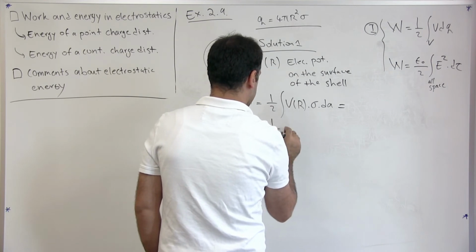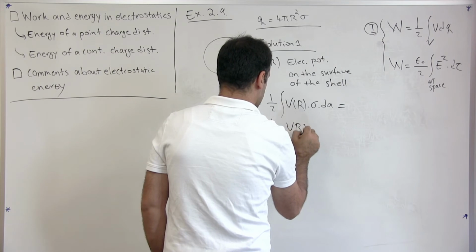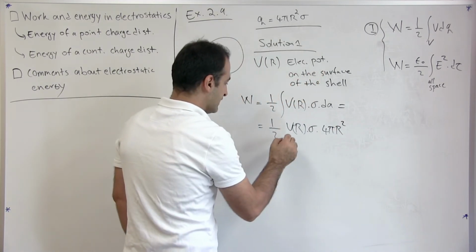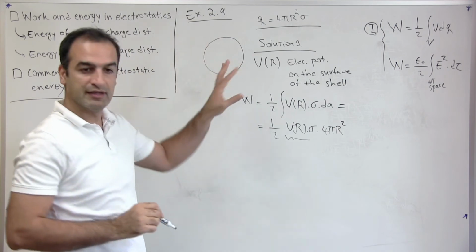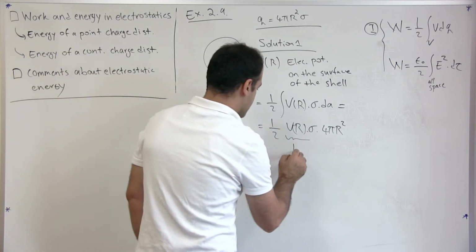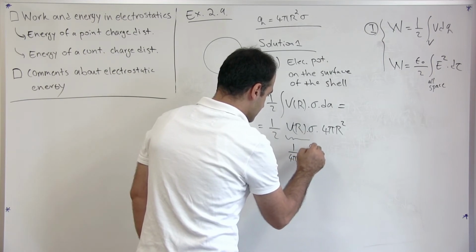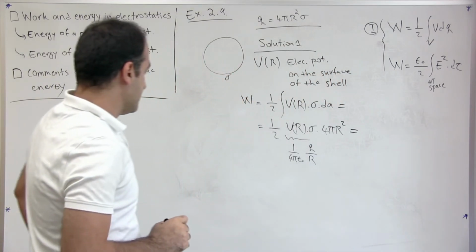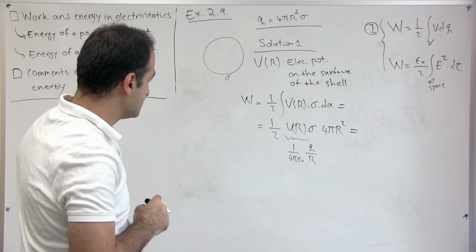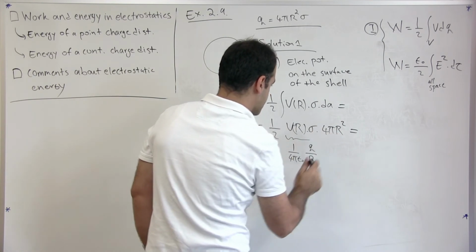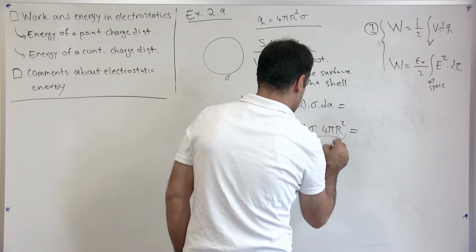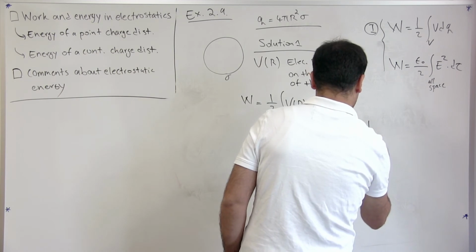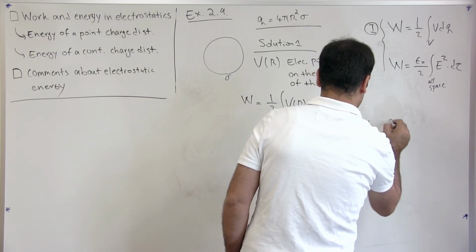It's going to be 1/2 times V(R) times sigma times 4 pi R squared. And V(R) is the potential on the surface of the shell. We did it previously as an example, and that is 1 over 4 pi epsilon 0 times Q over R. So here we have 4 pi R squared times sigma, which as a combination is the total charge on the surface. So it's going to be 1 over 8 pi epsilon 0 times Q squared over R.